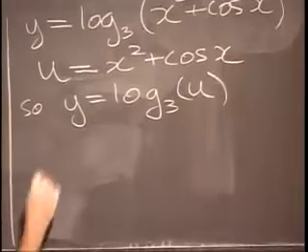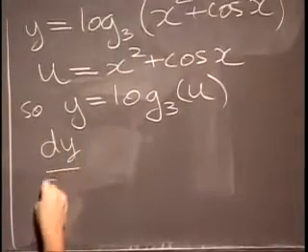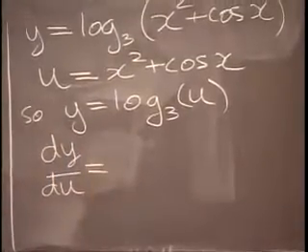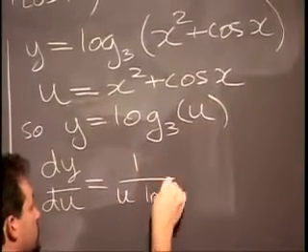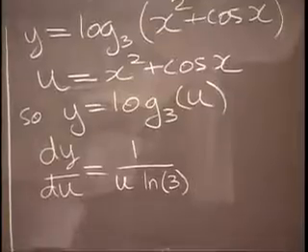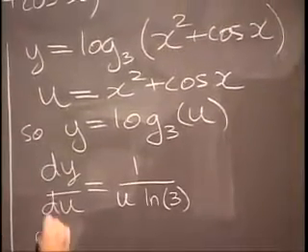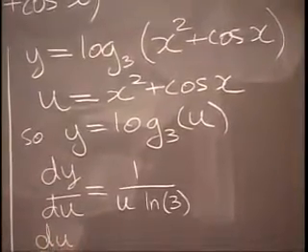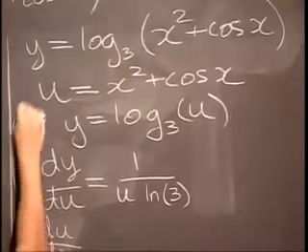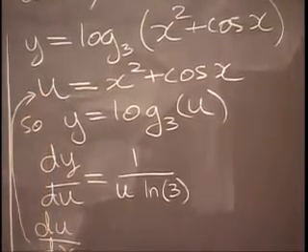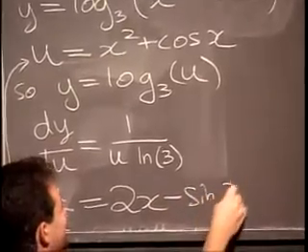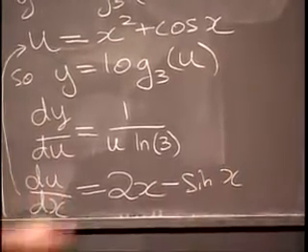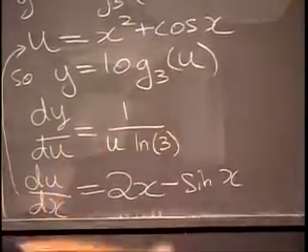So we're going to need dy du by the formula that I wrote before. This is 1 over u, natural log of 3. We're also going to need du dx from up here, and that is very easy. That's just 2x minus sine x. Don't forget the derivative of cosine x is negative sine x.